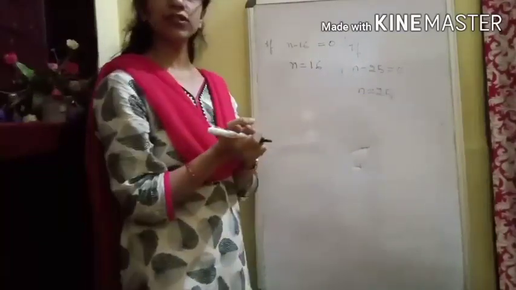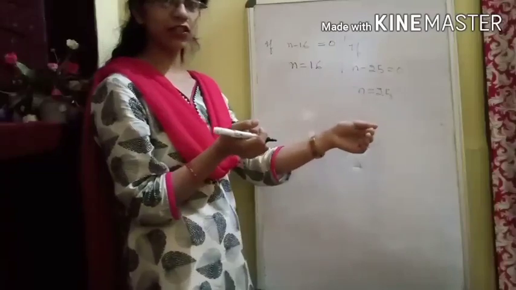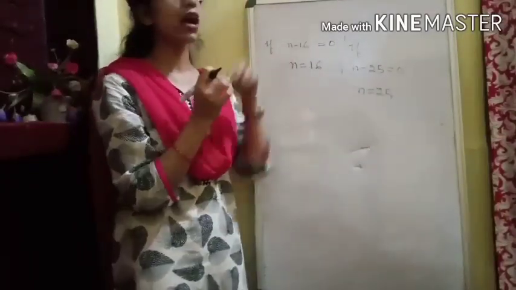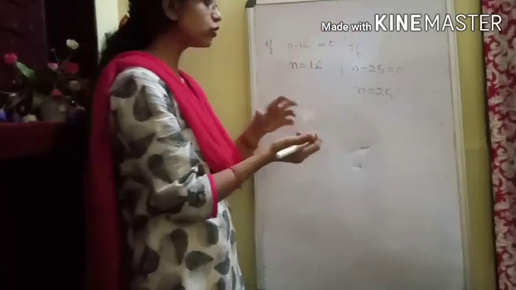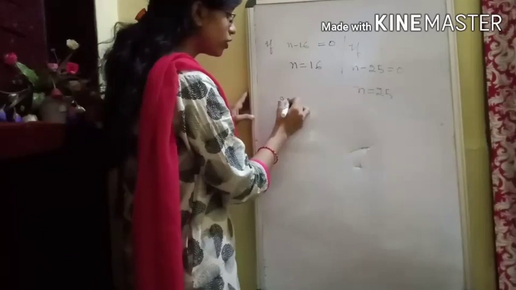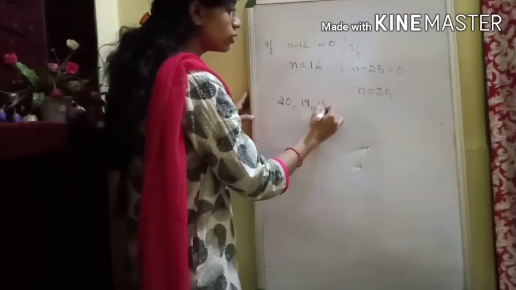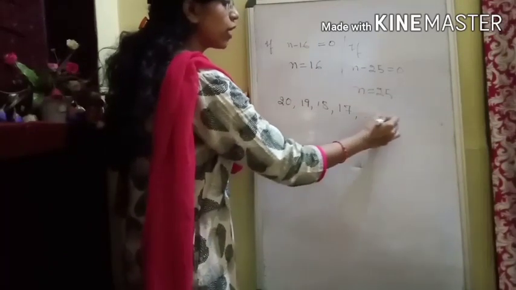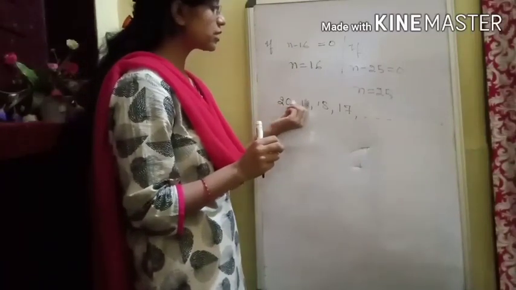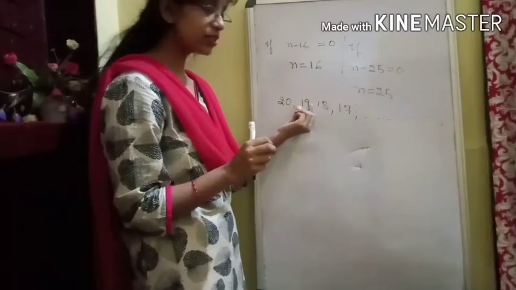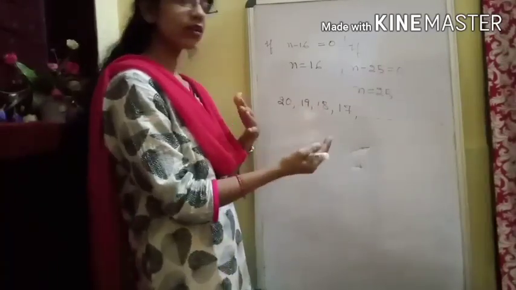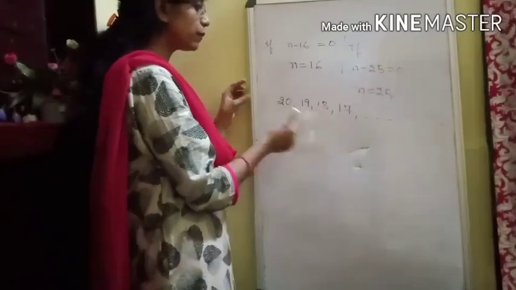And now the next question was, if it is 16 rows, in the 16th row how many logs are there? Or if you talk in terms of arithmetic progression: first row, second row, third row, fourth row, and so on. First row, how many logs are there? 20. Second row? 19. Third row? 18.